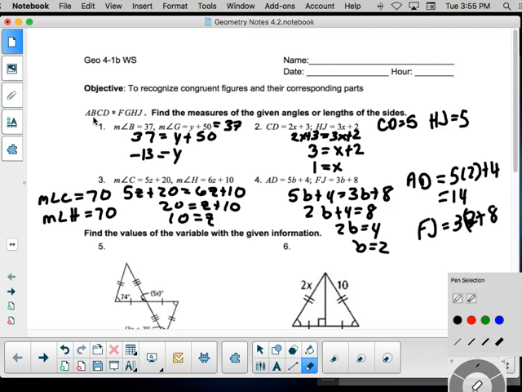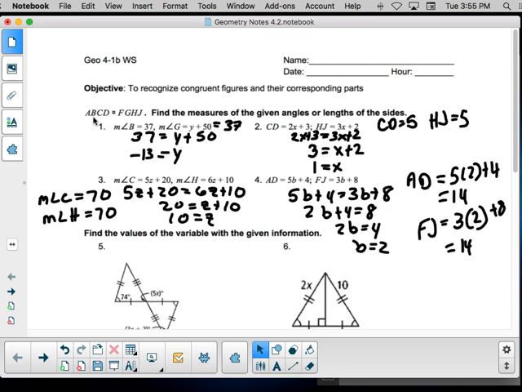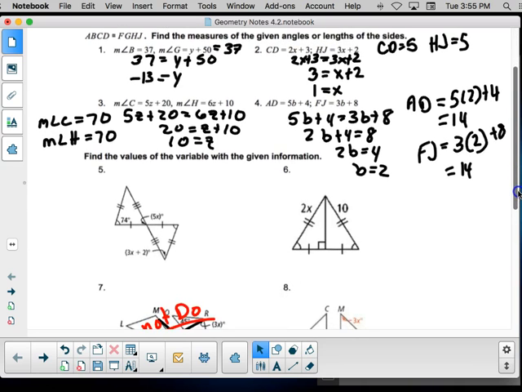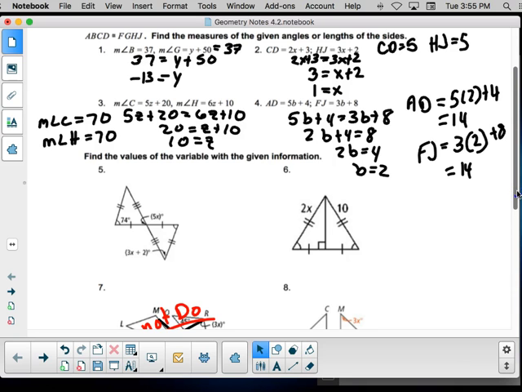Let's fix that. So FJ equals 3 times B, which is 2, plus 8, which is also 14. Now, that's when we're given a figure congruent statement, and we're able to follow order.